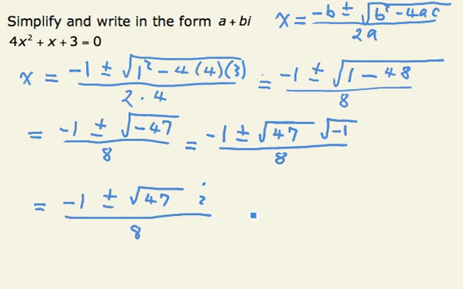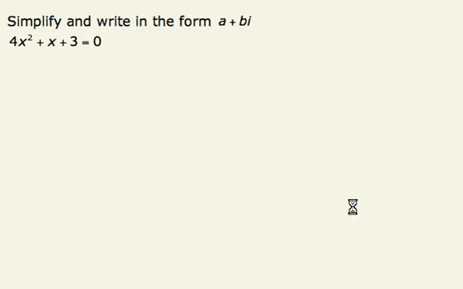We could also write this as negative 1 over 8 plus or minus radical 47 divided by 8 times i. We can see two distinct complex solutions.